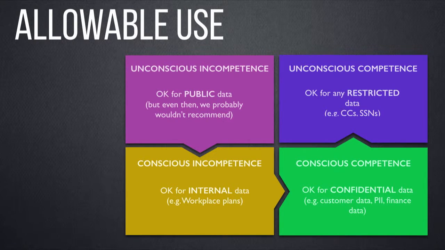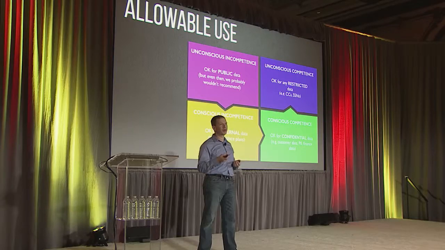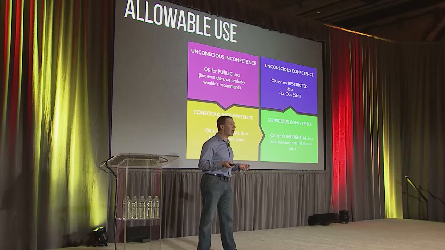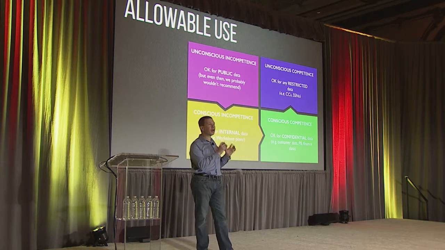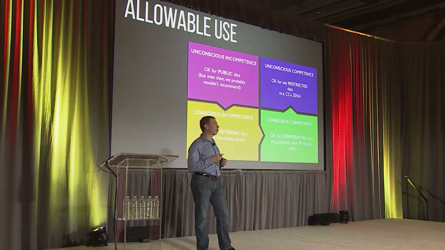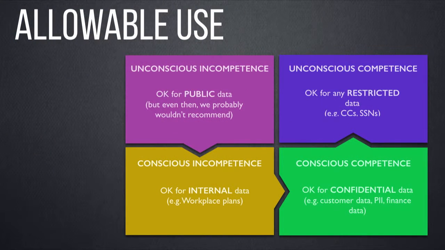But you have to be on that right side for us to want to use you for serious business purposes. That bottom right is where we're now comfortable actually sending you customer data, PII, that sort of thing. And only the companies in that very top right corner are the ones we're comfortable sending regulated data to, credit cards, social security numbers, that sort of thing.